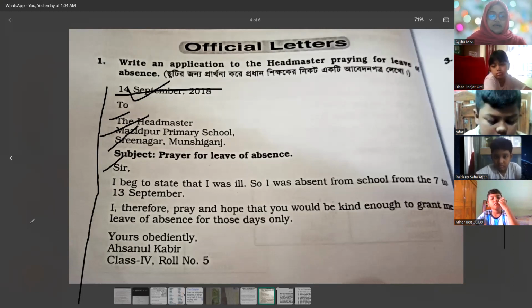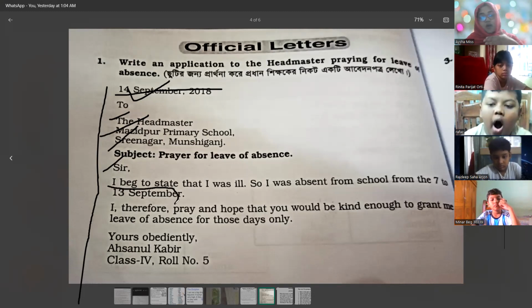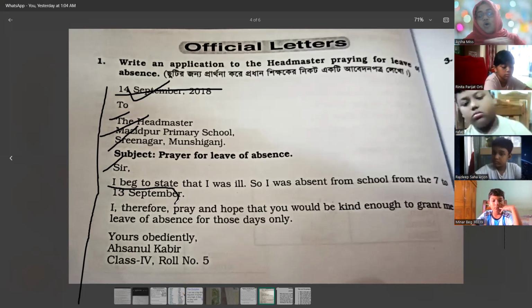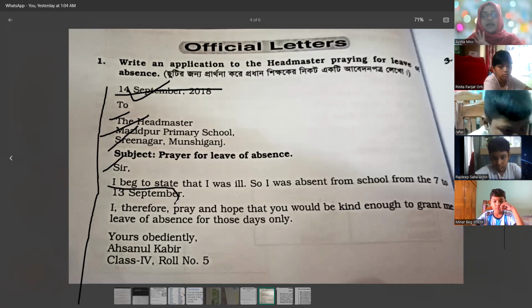Look, acha, now we're going to start it. I beg to state that. This starting, even when our parents were younger, they used to use it. And this is the rules. All the people of this world will write these types of application from the childhood. They will never change it.